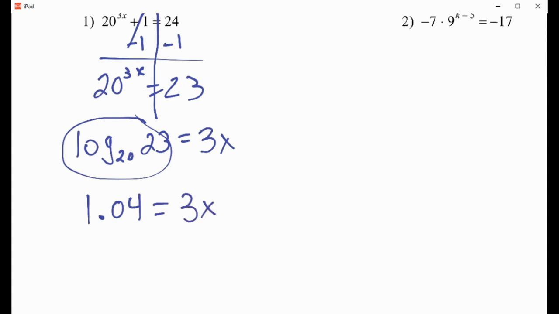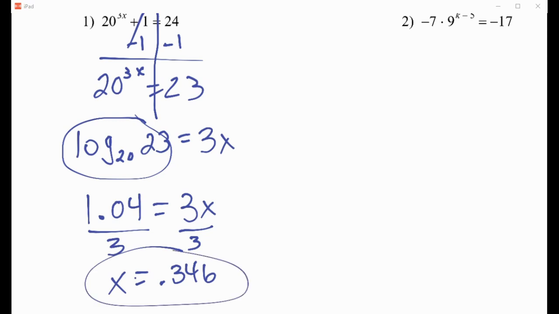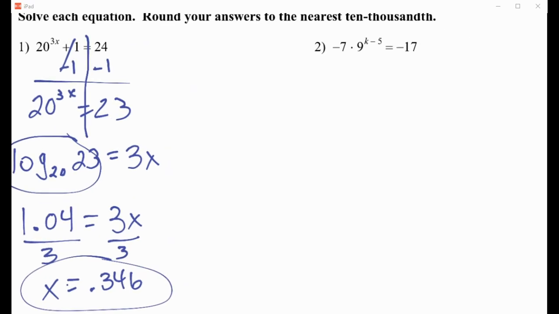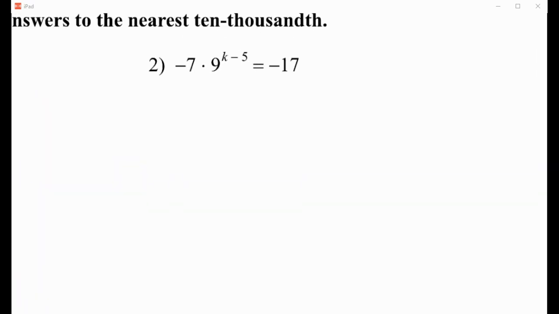So now there's just one more step where I have to get x all the way by itself. So I'm going to divide both sides by 3. I get 0.346 or 0.347 if you round. Okay.